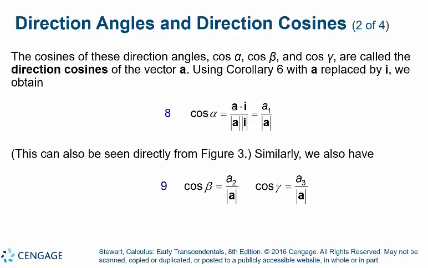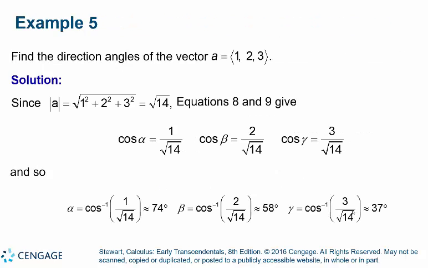A1, the first component of A. The magnitude of i is just 1. So the cosine of alpha ends up just being A1, the component relative to the x-axis, divided by the magnitude of A. Similarly, it's the same for the following. Cosine of beta is A2 divided by the magnitude of A, and cosine of gamma is A3 divided by the magnitude of A. So this helps us then be able to find the values of alpha, beta, and gamma. All right, let's just do a quick example.